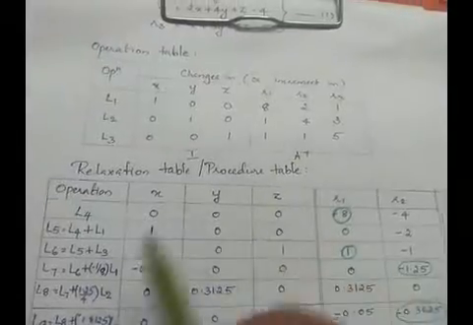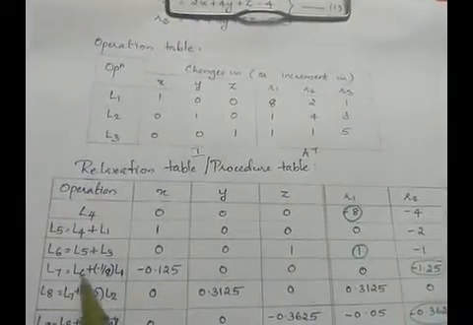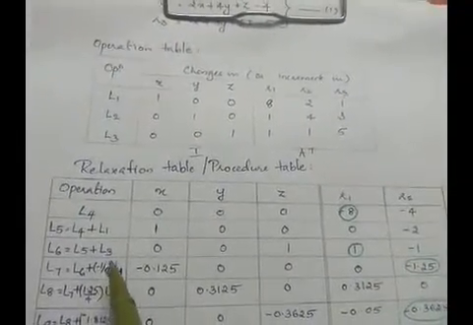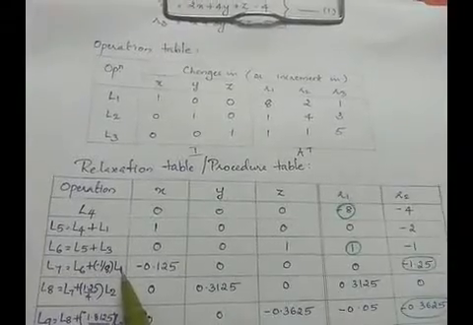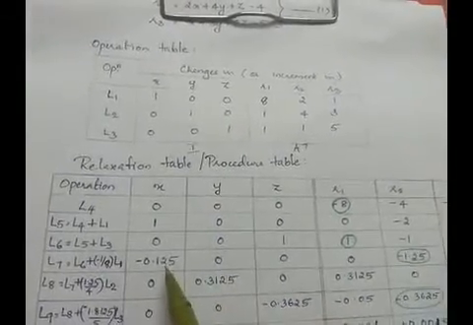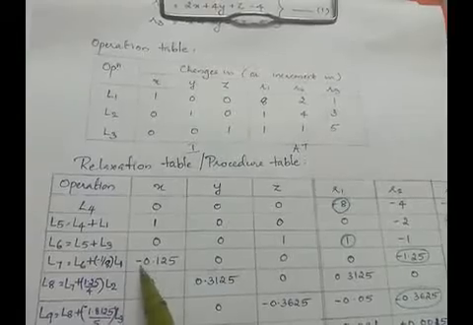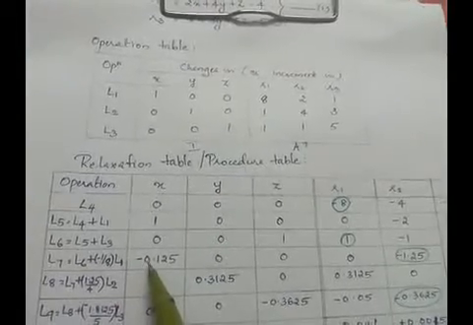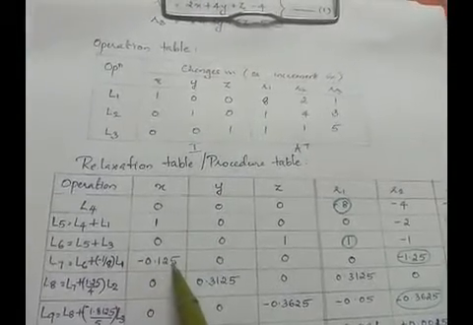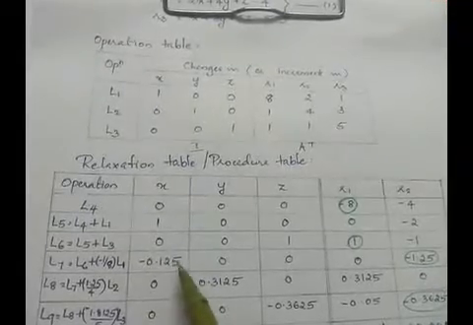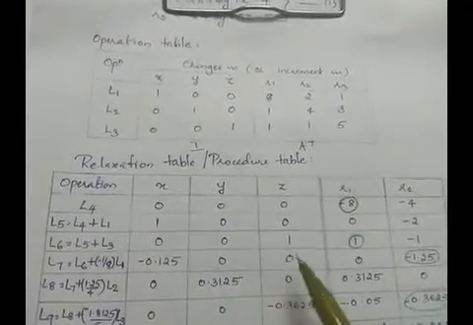Okay, so the equation becomes L7 equal to L6 plus minus 1 by 8 into L1. That means instead of 1 unit change in x, I have made minus 1 by 8. Minus 1 by 8 is minus 0.125. So minus 0.125 change in x, keeping y and z as constant.